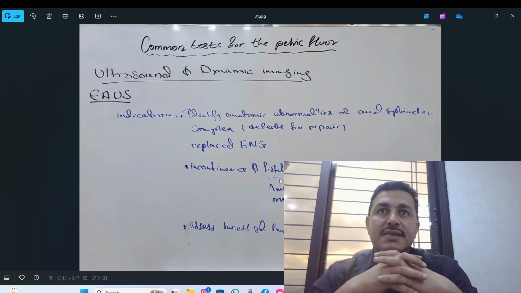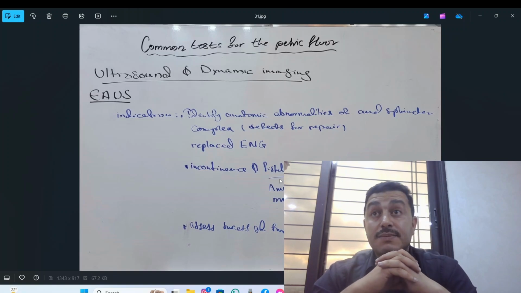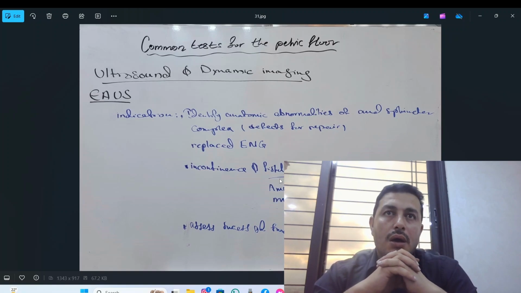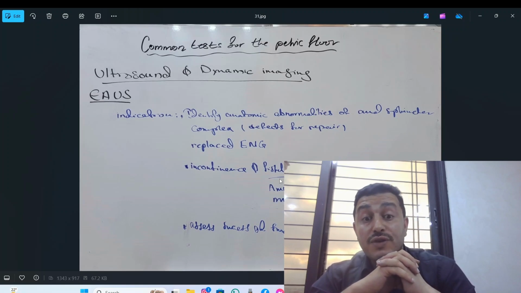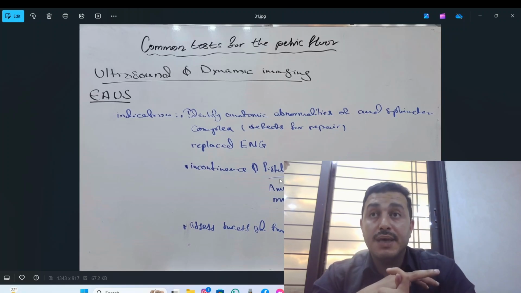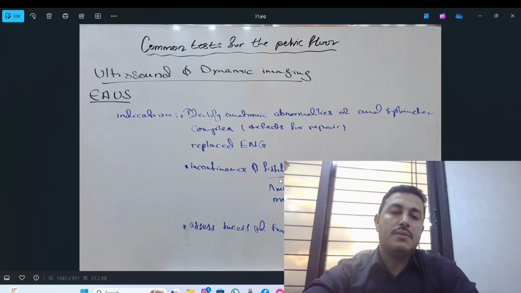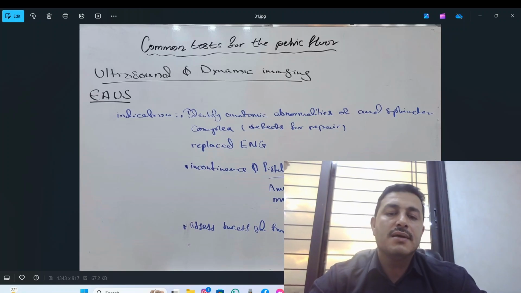When should we order endoanal ultrasound? When we want to assess the integrity of the sphincter muscle, in a patient with incontinence where we think this may be due to sphincter pathology. It is also used for fistula, whatever the fistula can be, simple, complex, rectovaginal, in Crohn's disease, and also to assess the success of surgical repair after surgery.